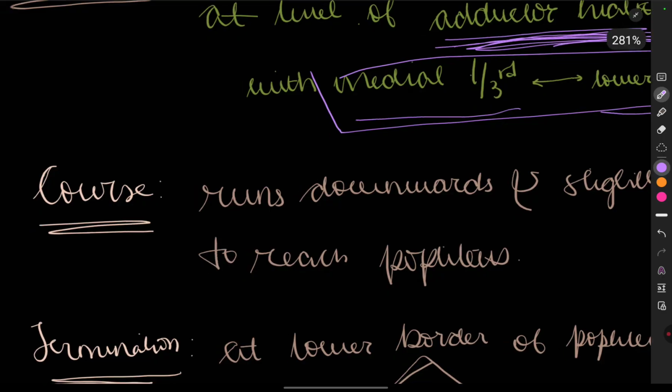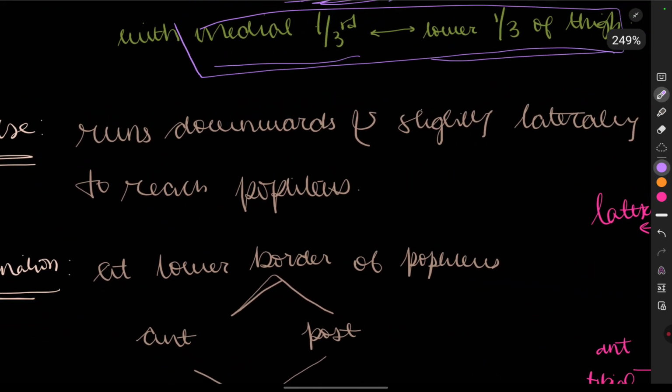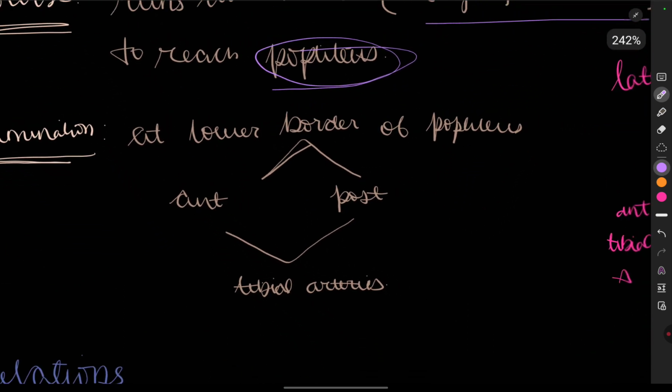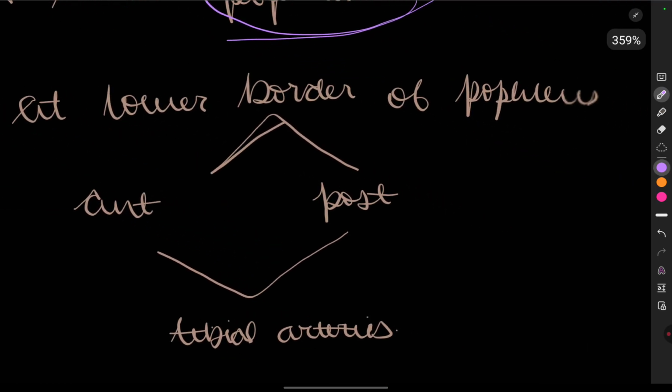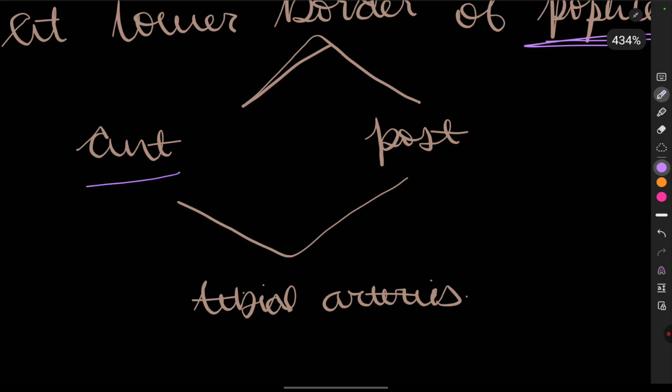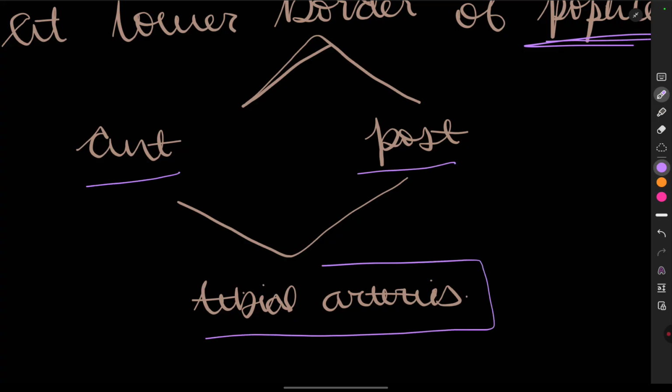So we'll see the course. It runs downwards and slightly lateral to reach the popliteus muscle. The popliteal artery goes downwards and slightly lateral to reach the popliteus muscle, and it terminates at the lower border of the popliteus muscle by giving two branches, the anterior and posterior tibial arteries.